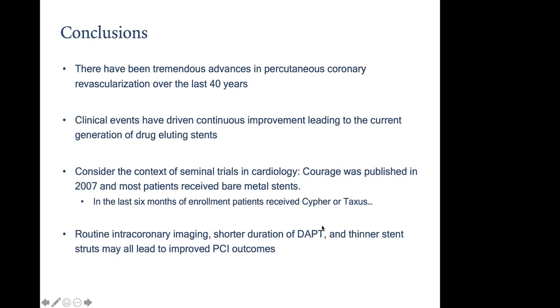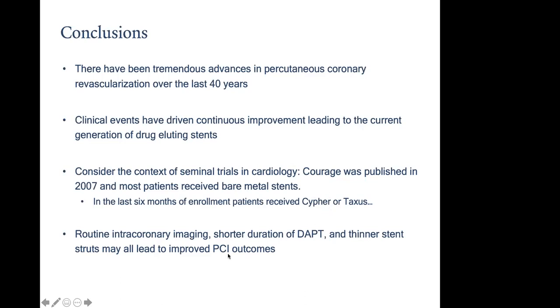If you consider the context of seminal trials in cardiology, COURAGE was published in 2007. The overwhelming majority of patients received bare metal stents. In the last 6 months of enrollment of COURAGE, patients received Cypher or Taxus stents. Even in the ISCHEMIA trial, I think 98% of patients received drug-eluting stents, but interestingly, only 93% of patients in the PCI arm even received stents, so there was 7% who didn't.